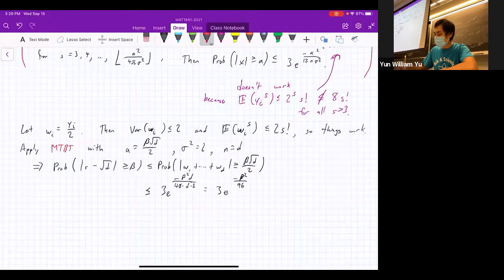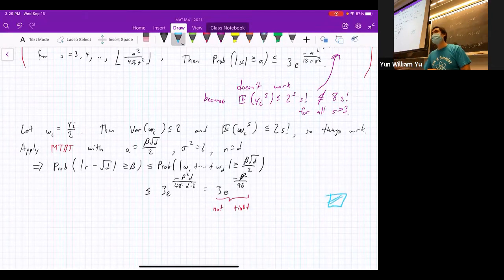Note that this is not tight, but it's good enough. If you do a much more careful analysis, you actually get a better constant. Well, it's already exponential, so we don't actually care that much about getting a slightly better constant here. But if you're doing this in practice, you might care about really tightening those bounds.